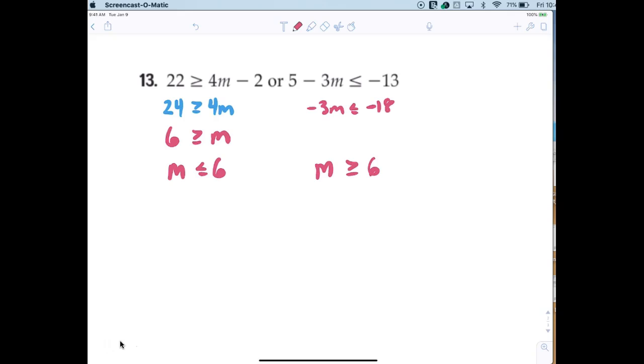It's an or statement, so it only has to be true for what? One of them. So if I tell you, give me every number that's less than or equal to 6, or give me every number that's greater than or equal to 6, you should be able to tell me confidently that it's every number. If you can be less than or equal to 6, or greater than or equal to 6, you should be able to tell me every number.